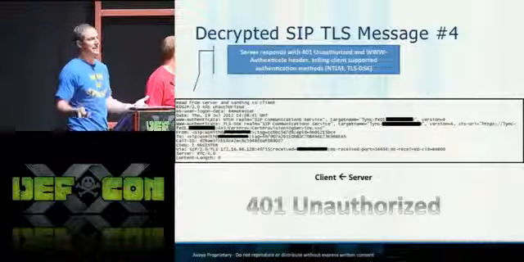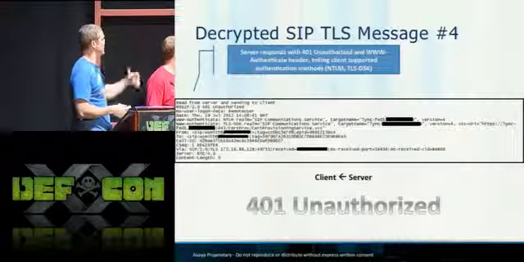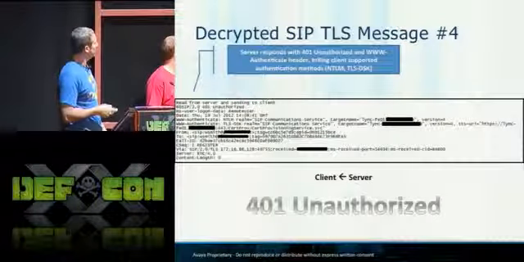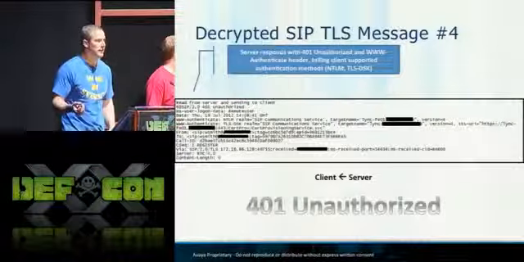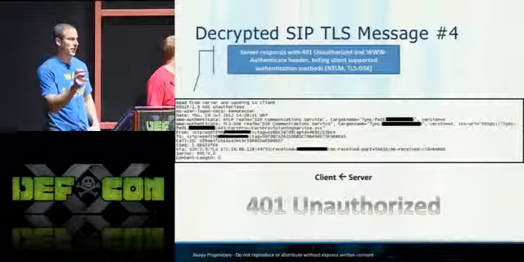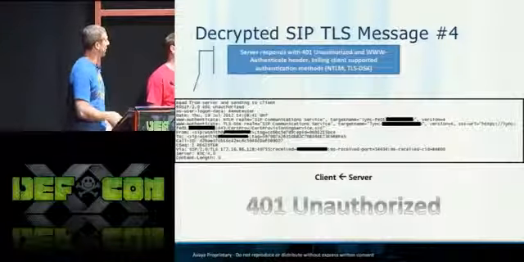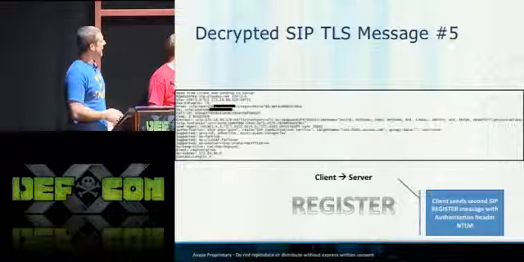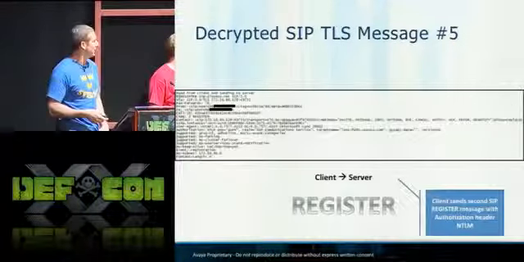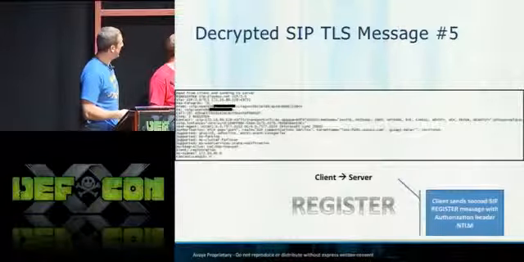So this is NTLM authentication in SIP. If you're familiar with NTLM with HTTP, this is the same thing in SIP. You see the WWW-Authenticate headers. It supports TLS-DSK and NTLM. The TLS-DSK is like a certificate that gets stored on the client, and it's actually really, really interesting. We encountered that on the pen test. And then that 401, so then the Lync client sends a second register with the authorization header and NTLM.